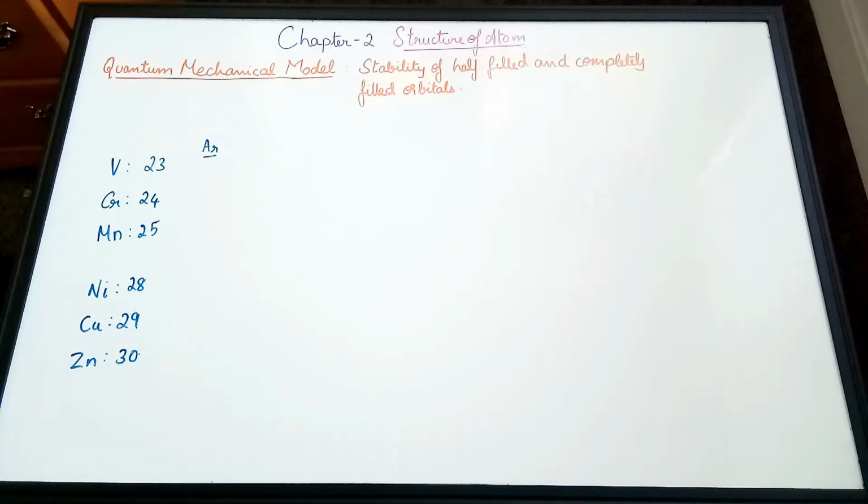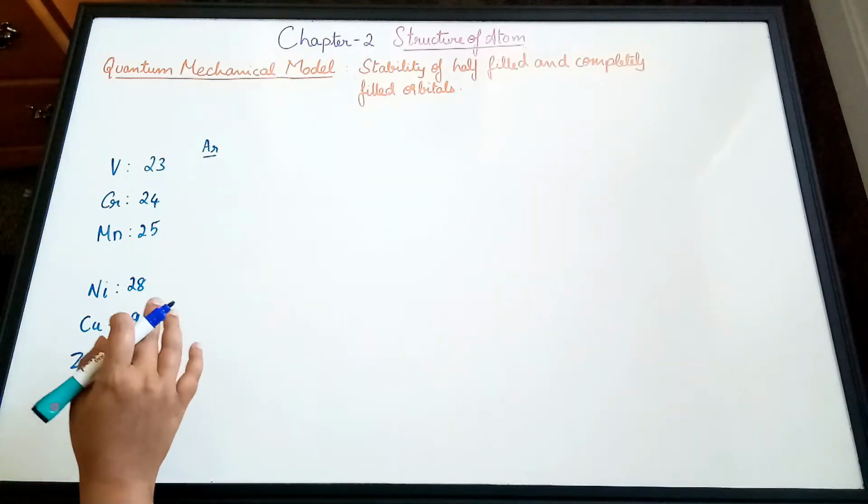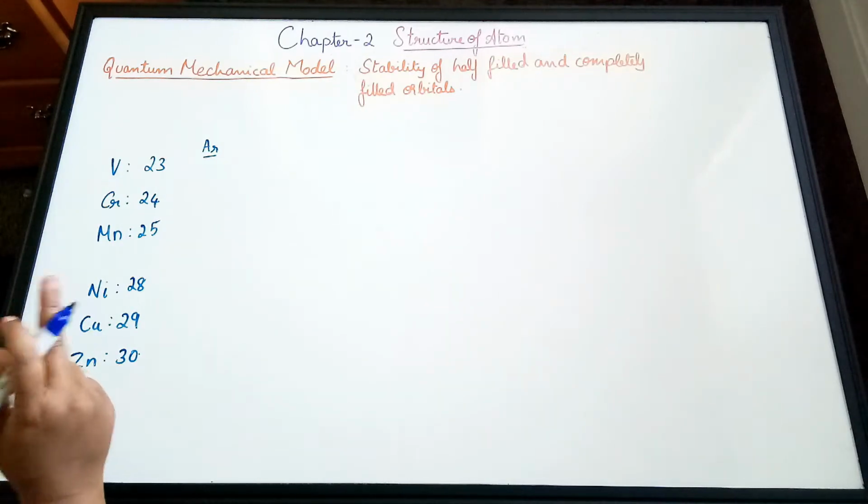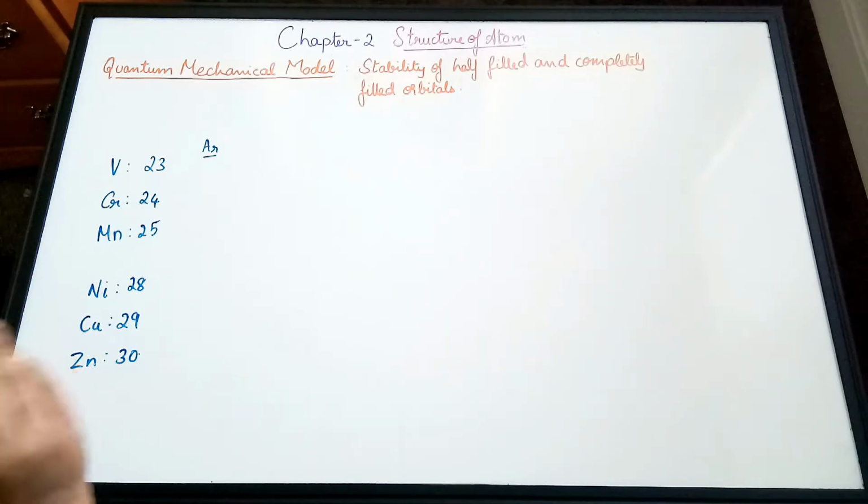In the previous video we discussed electronic configuration. In this video we are going to talk about the stability of half-filled and completely filled orbitals. Before we start, there are a few elements that I've written down: vanadium, chromium, manganese, nickel, copper and zinc. The previous noble gas for all of these elements is argon, whose atomic number is 18.